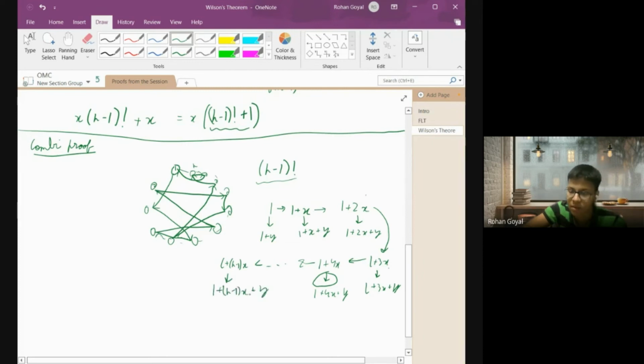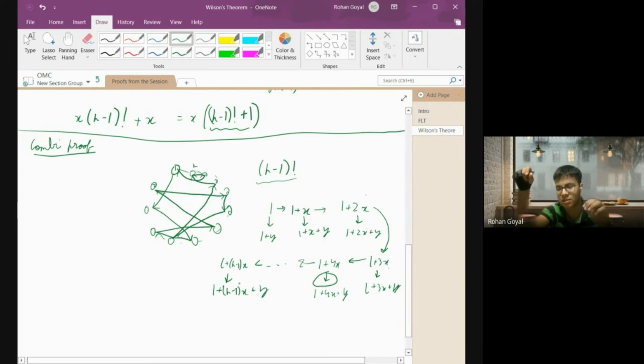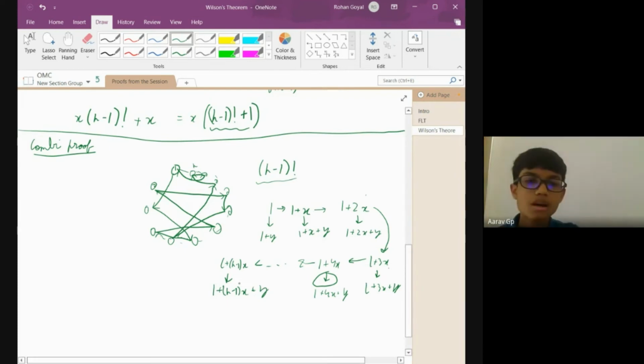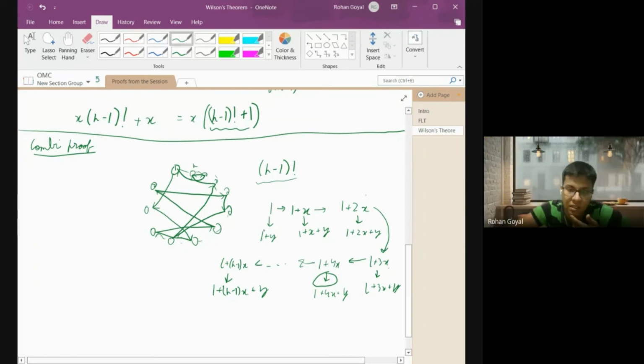Why is 1 going to 1 plus 2x? Because I'm rotating by x. X is the amount of rotation I'm doing. So under rotation, 1 plus x is going to 1 plus 2x, and 1 plus 2x is going to 1 plus 3x. Then what do you mean by 1 going to 1 plus y and 1 plus x going to 1 plus x plus y? Oh, this is the edge. Sorry, I should use a different color perhaps. These are the edges in the graph, and those are the things under rotation.